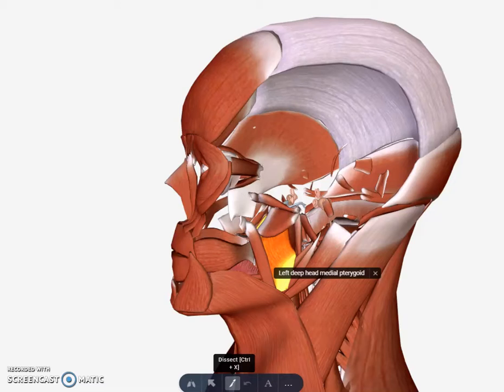This is the medial pterygoid and the lateral pterygoid. It elevates the jaw and protrudes chin. The origin is sphenoid bone. The insertion is the mandible.